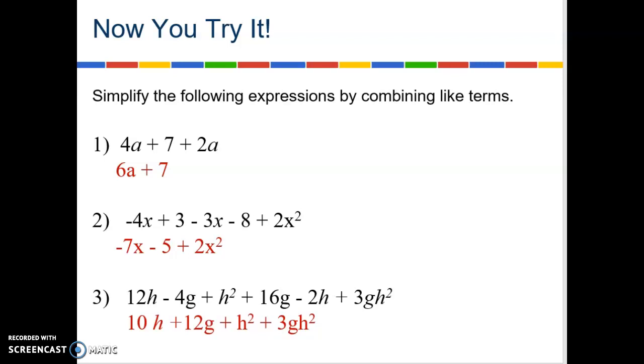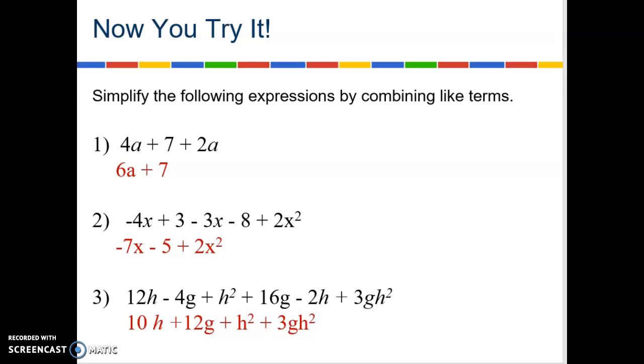4 plus 2 is 6. And then notice the 7 is called the constant. It has no variable attached, but there is no other constant in that algebraic expression to attach it to. So it's just plus 7. You do not add the 6a plus the 7. You cannot do that because they are not alike. Take a look at example number 2.